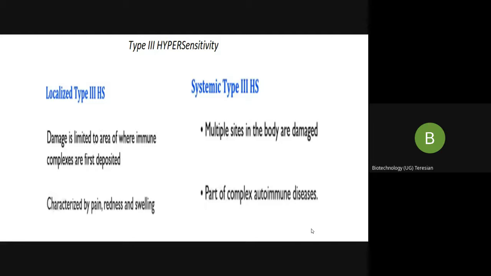In systemic type 3 hypersensitivity reactions, the symptoms may appear at sites that are distant from the original site of antigen-antibody contact. So here, multiple sites may be affected. Systemic reactions are part of complex autoimmune diseases, for example, systemic lupus erythematosus.